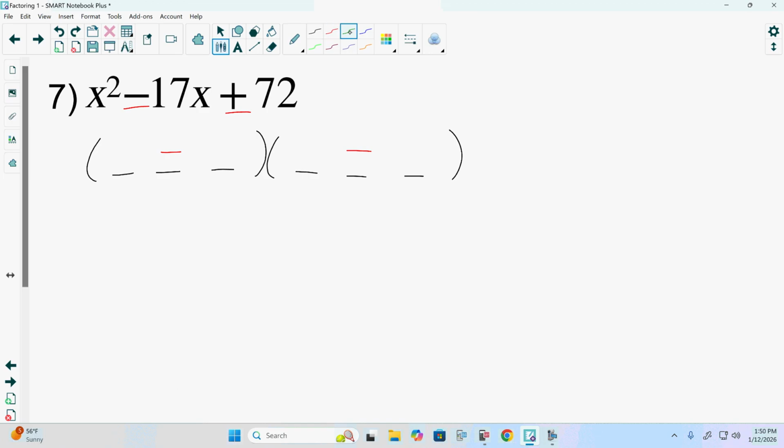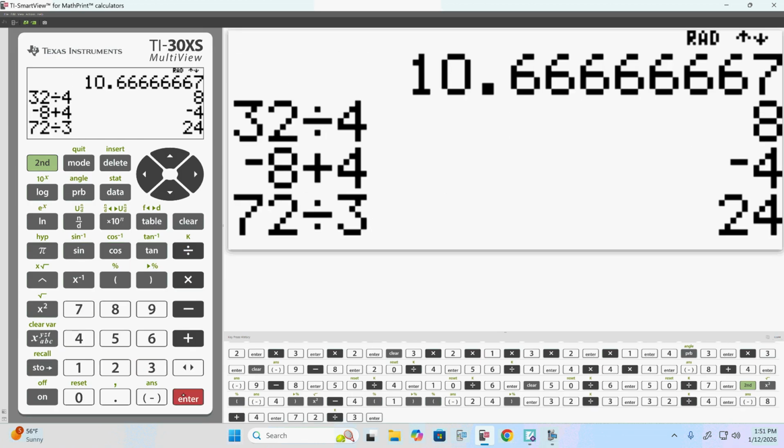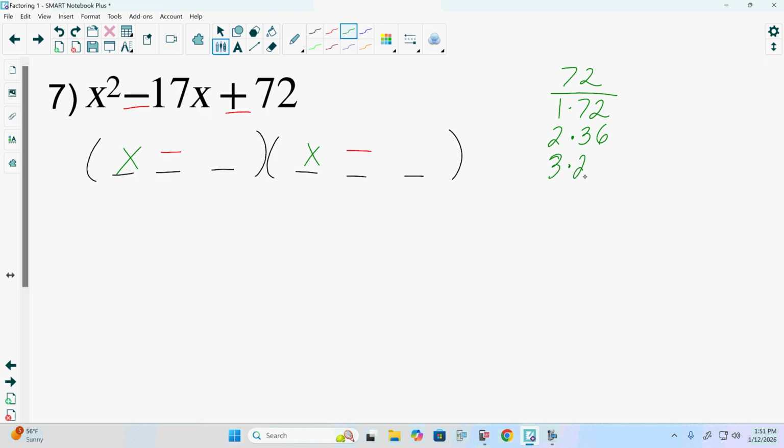Factors of the first term, factors of x squared are what? X and x. Factors of 72. We have 1 and 72. 2 and 36. Is 3 a factor? No. 3 and 24. 4, is it a factor? 4 and 18. How about 5? No. 6 and 12. 7 and 8. 8, 9. 7's not a factor.